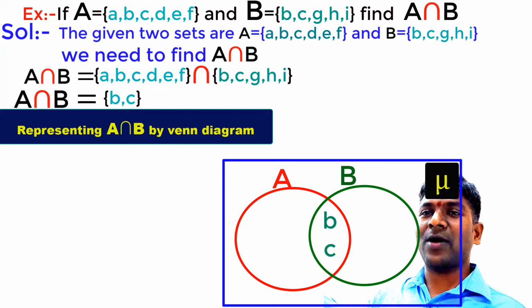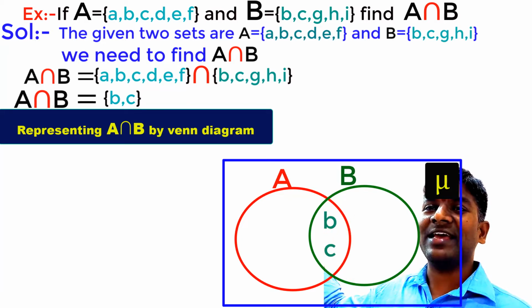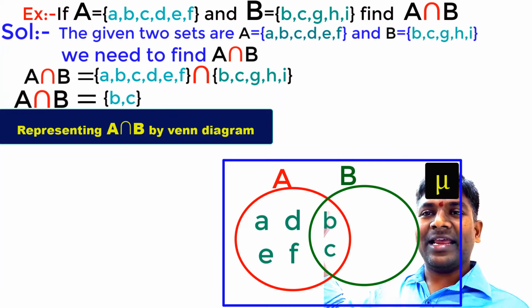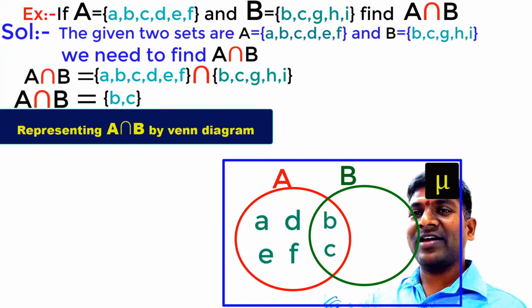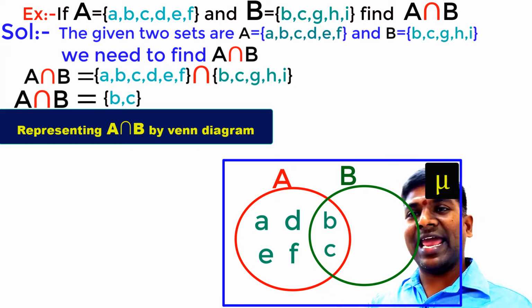So in the excluding part, we write the remaining elements of set A. Children, what are the remaining elements of set A? A, D, E, F. So, A, D, E, F elements can be written in the excluding part of set A.